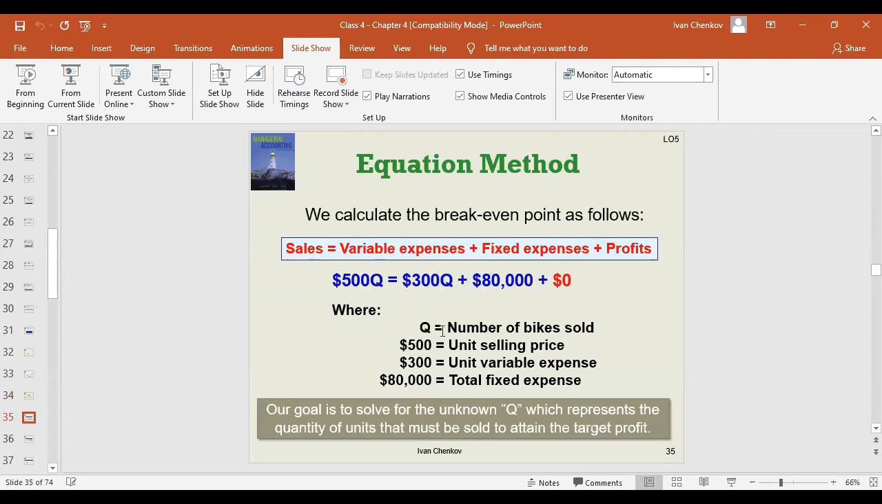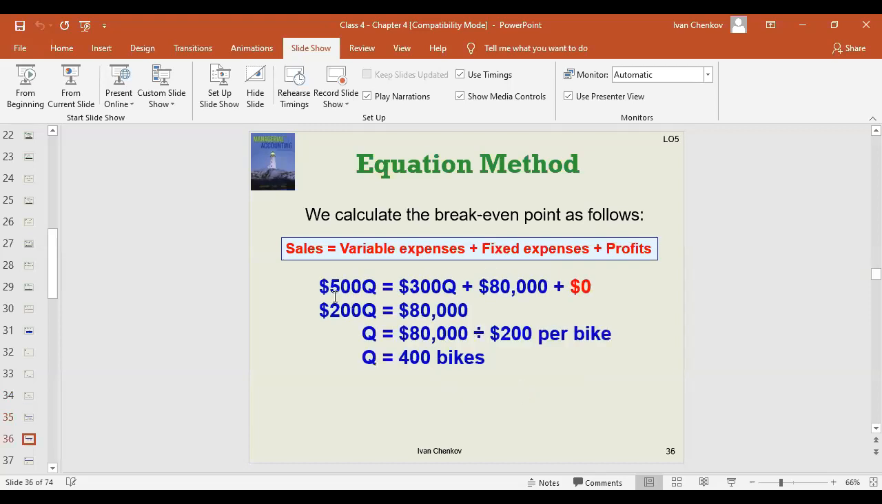How can we express the number of units? Q is the number of units, 500 is the sales price per unit, 300 is the variable cost per unit, and 80,000 is the fixed cost. So how are we going to express the number of units? The number of units will be the fixed cost divided by the contribution margin per bike. So the break even will be at 400 bikes.